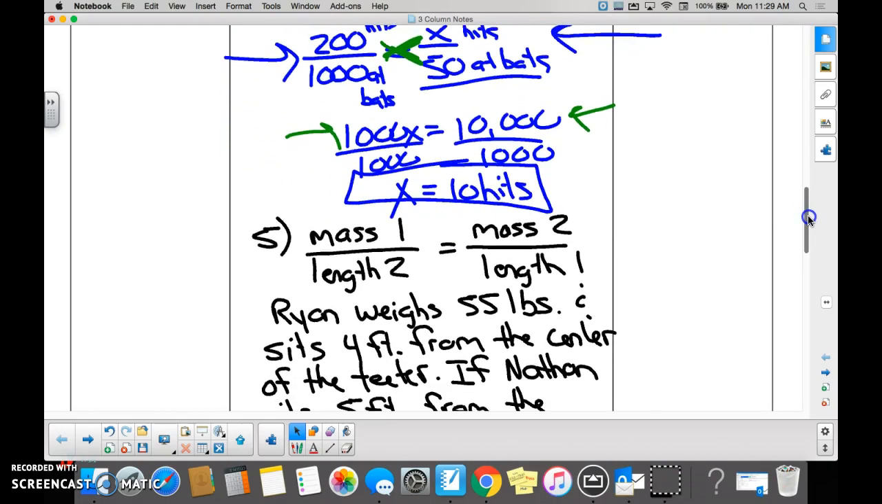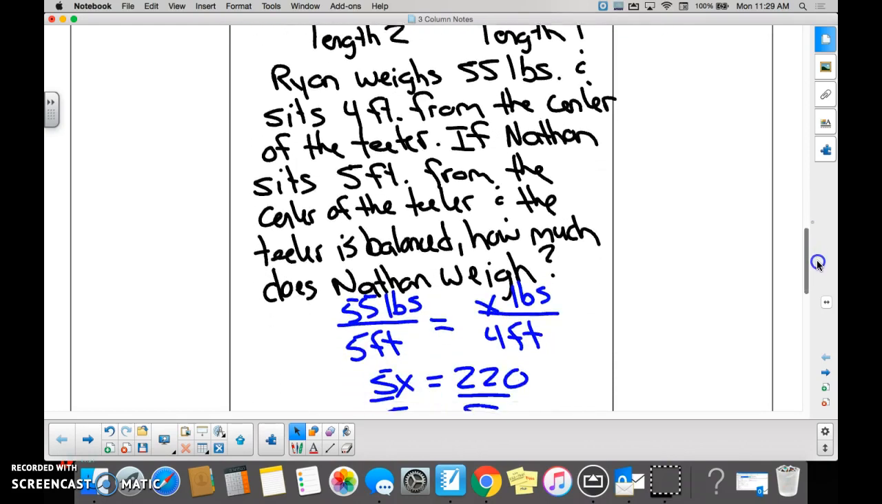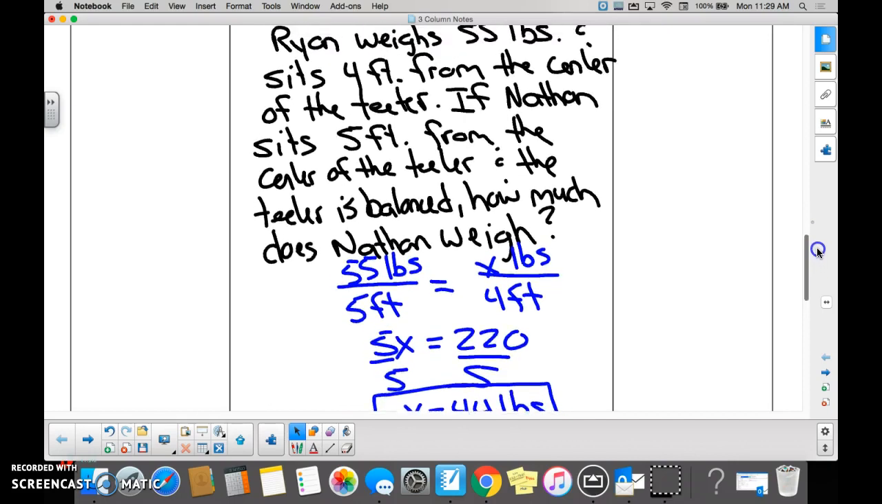And number 5, I'm not going to spend much time on number 5. You just are given a formula, you're given a word problem, you need to plug in the numbers. Use cross products to solve for the variable x.